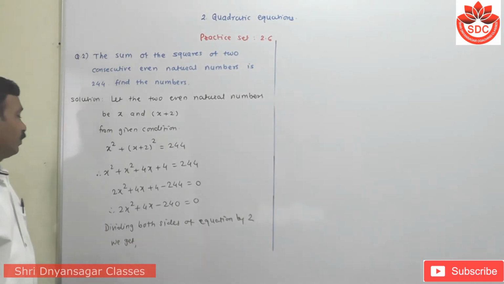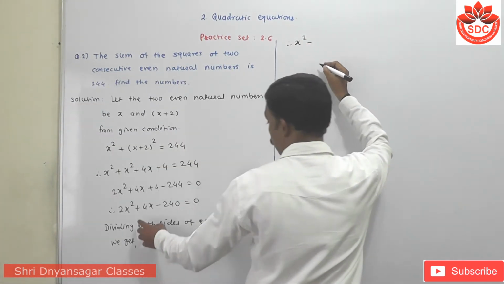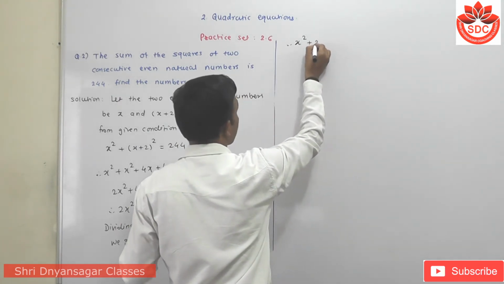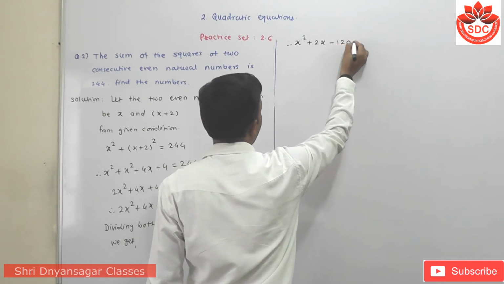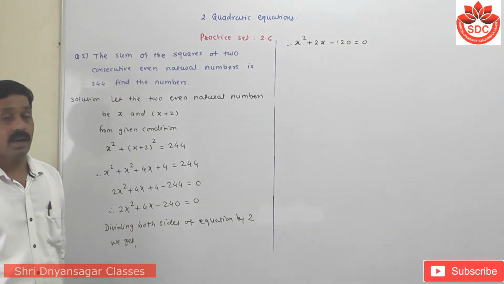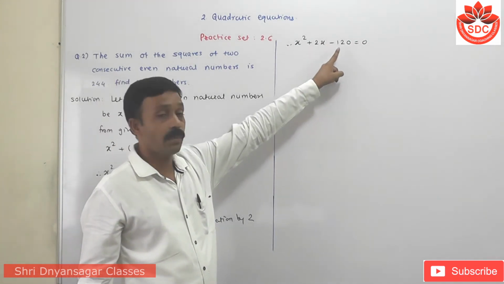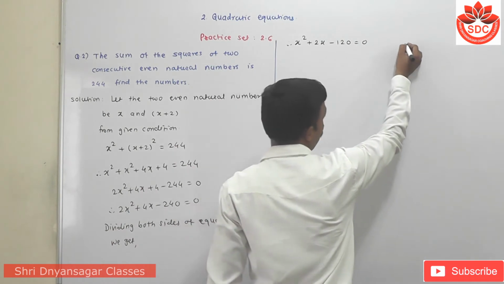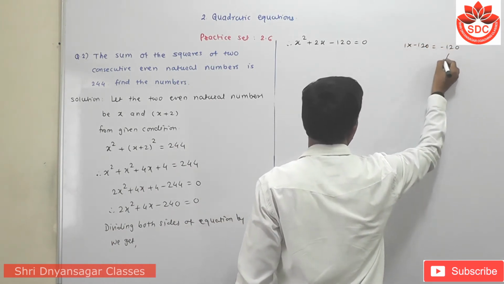Now when we divide it, we get x square plus 2x minus 120 is equal to 0. Student, this is a quadratic equation. Here a is 1 and c is minus 120. First I have to write its product: 1 into minus 120 is equal to minus 120.